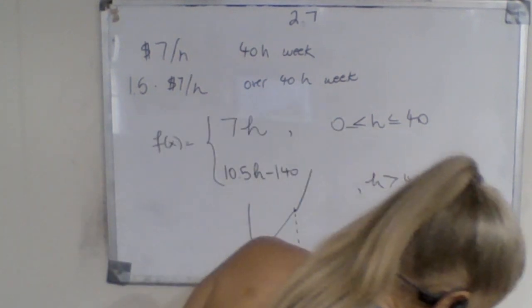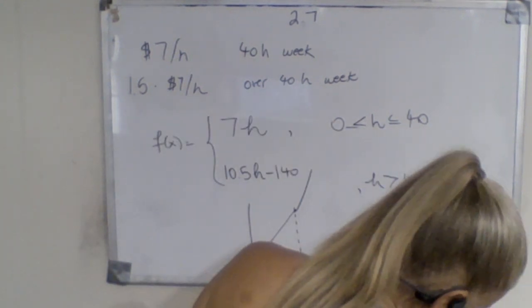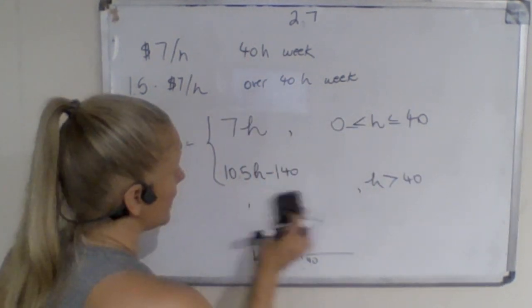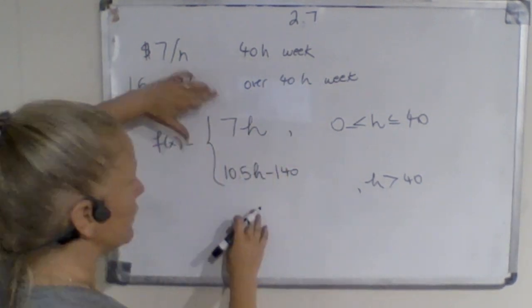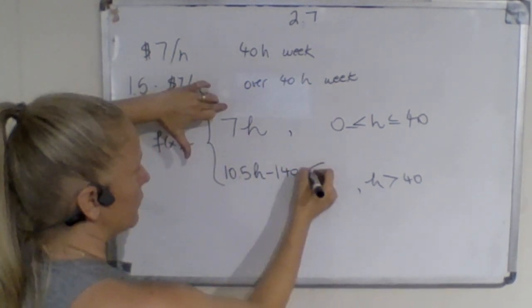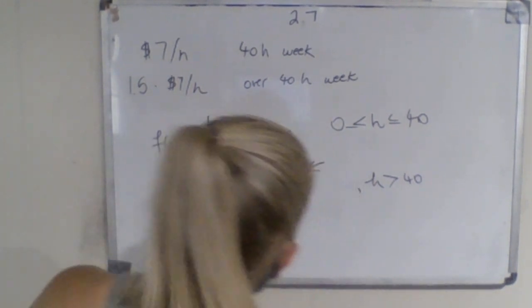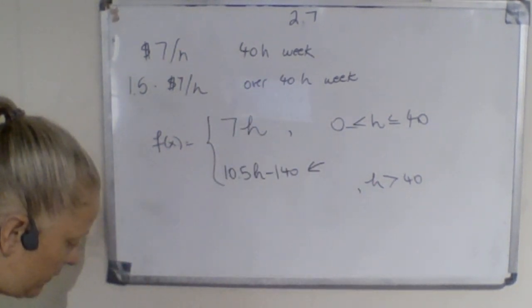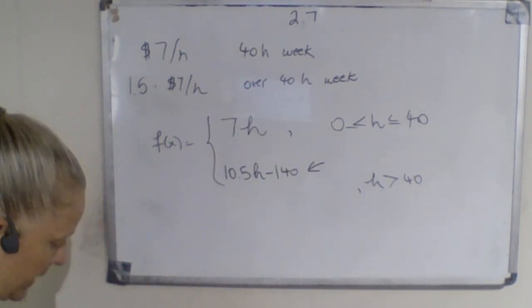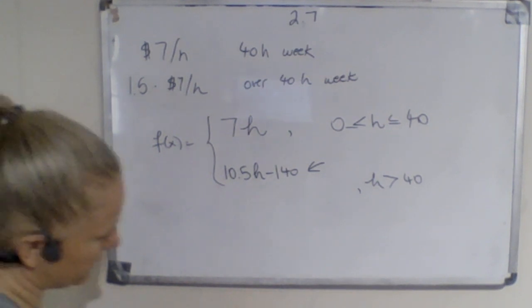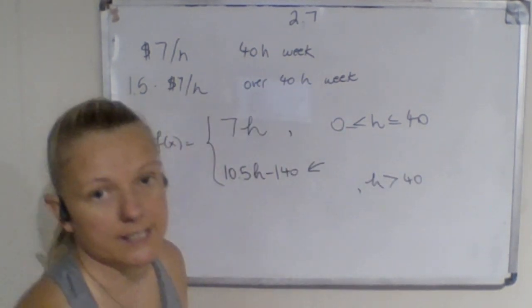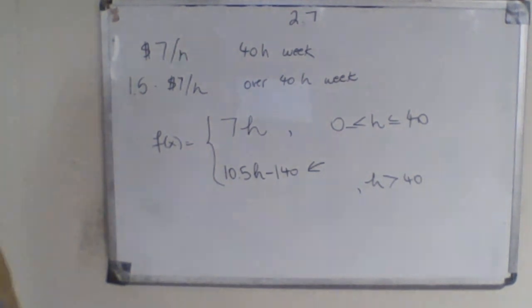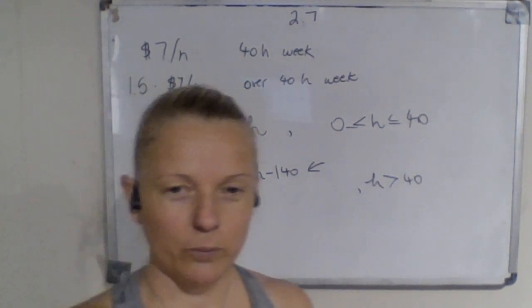Now your part B says, how much will you get paid if you work 45 hours a week? Which one of the two are you going to use? 45 is greater than 40. You're going to work over here. So if you put that in your calculator, you get 10.5 times 45 minus 140. You would be paid $332.50. This is how we do that problem. Happy homework with your piecewise function.